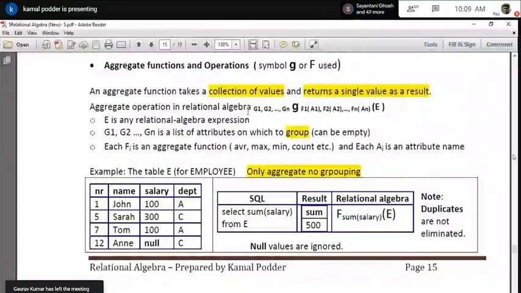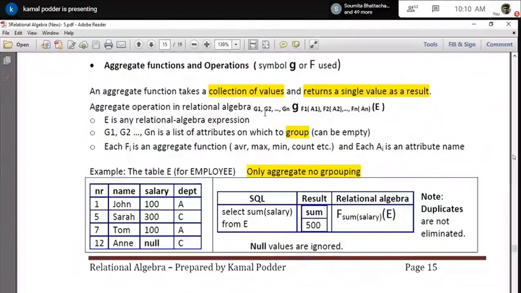That means the grouping part is the optional part, mind it, because you can find out the sum of a particular attribute of the table without any grouping clause. Then it will just add all the records of that particular table and provide you the result. But if you really want to break it group-wise, you can keep the appropriate group on the left-hand side. This is basically the alternative representation of the group by clause in select in relational algebra.